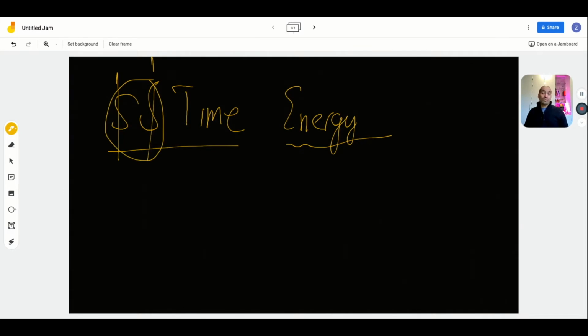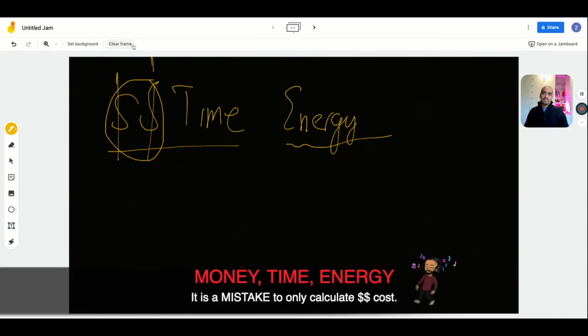But the number one winner is always money. That's what we think about. That's what we think about saving, and that's what we think about spending. We don't really think about the other two so much. And that, by the way, I think is a mistake.